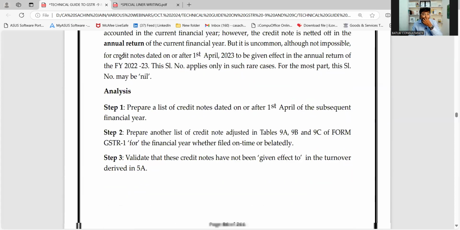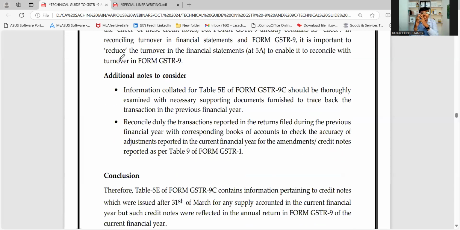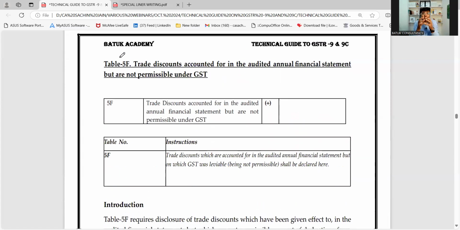So the purpose is that यहां पर हुआ क्या, उन लोगों ने identify किया, GST authorities had identified certain reasons of the differences between turnover of the audited financial statement और the GST turnover, and they identified these types of reasons, and accordingly they have made this reconciliation कि ये reasons हो सकते हैं differences के, so we should record the reasons. Trade discount accounted for in the financial statement but not permissible under GST.